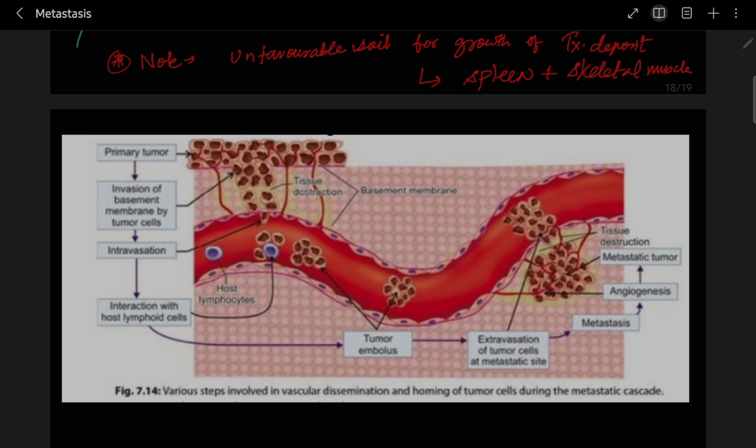Then they are coming out in the same manner. The reverse of what you have seen here, the degradation of the basement membrane, a reverse step will take place, and this is the micrometastasis. Now angiogenesis will happen. You can see the blood vessel formation taking place, and how this is now growing into a bigger size, like a macroscopic tumor. So after the tumor embolus, extravasation of tumor cells at the metastatic site, you can see the metastasis happened, now angiogenesis happens, and the metastatic tumor is there in front of you.